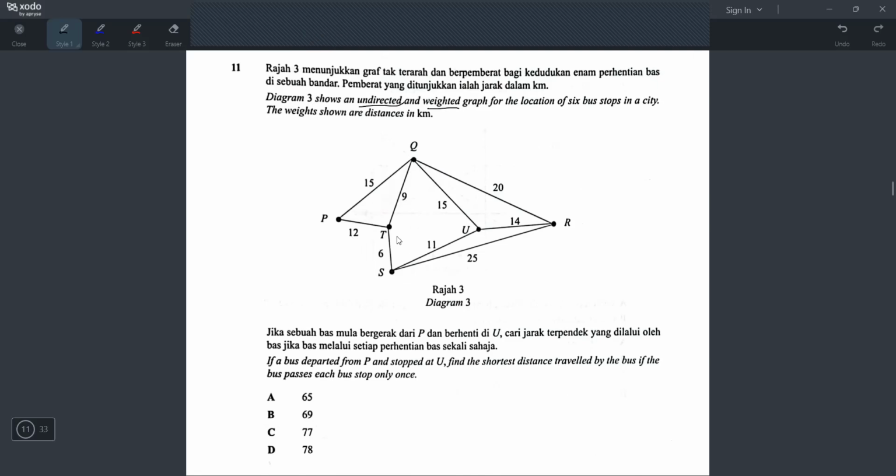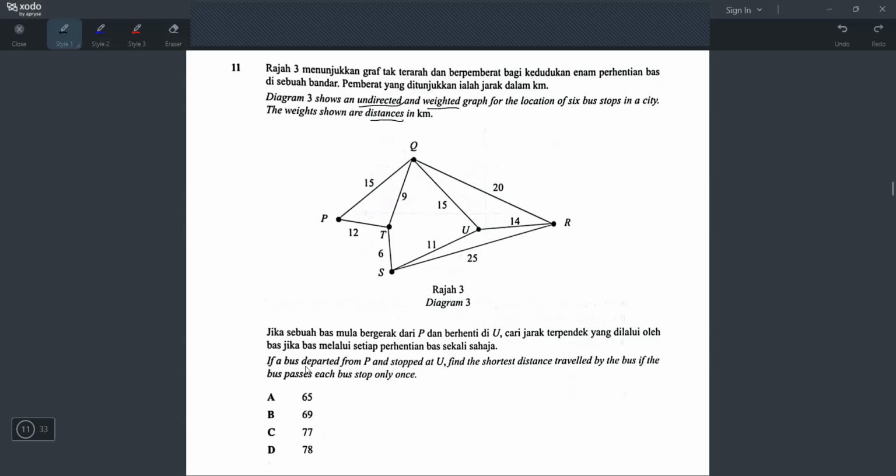And the numbers can represent anything. It can represent mass, distance, speed, price. It represents whatever. Okay, so this is a weighted graph for the location of 6 bus stops in the city. So these are all bus stops. The weights shown are distance in kilometers, so all these numbers actually represent kilometers. So these are all distances, the distance between 2 bus stations.